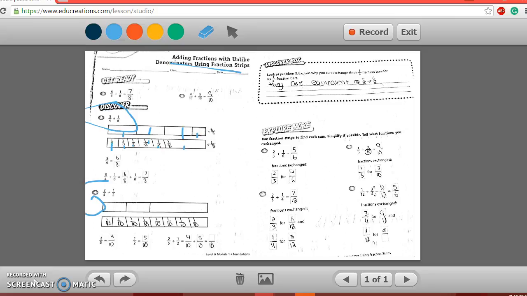If you look on the left side under the Get Ready, they had an easier task. All they had to do was add the numerators because the denominators were exactly the same, which is a way to build on prior knowledge for the students. If you look under the Discover part, the first problem was 3/4 plus 1/8.